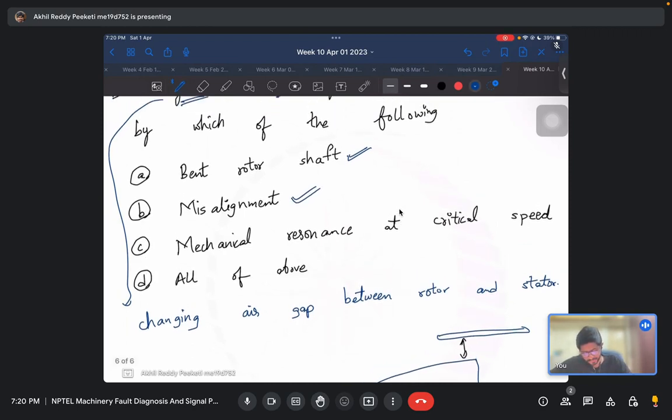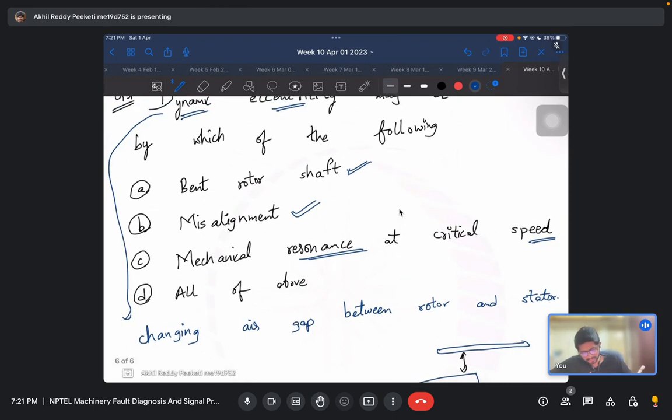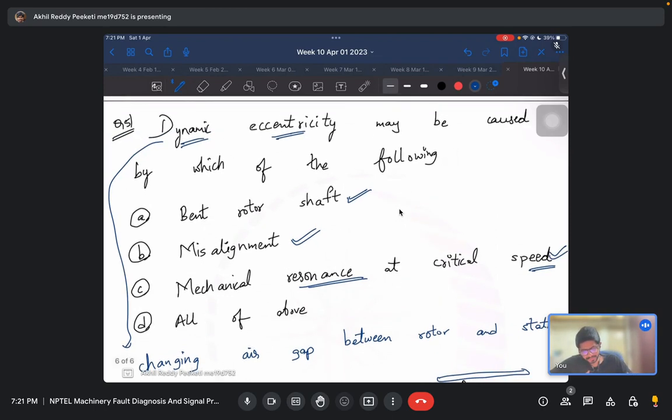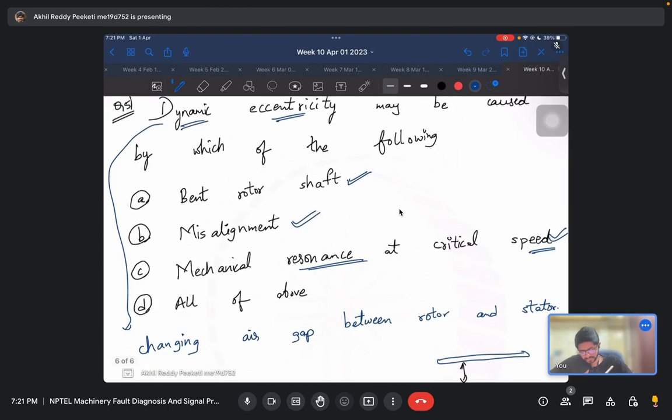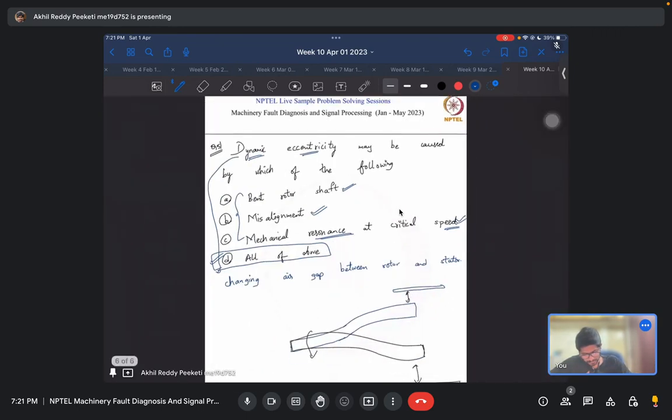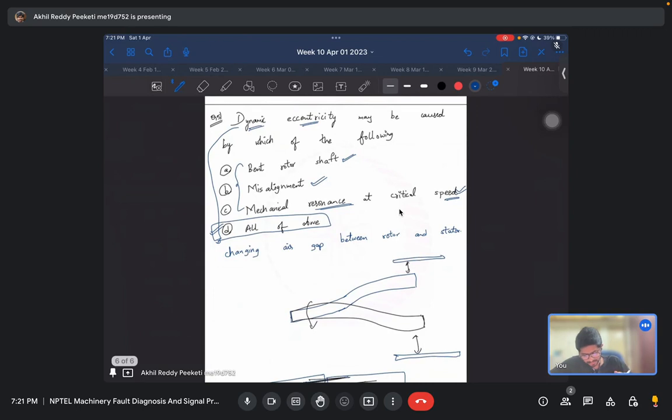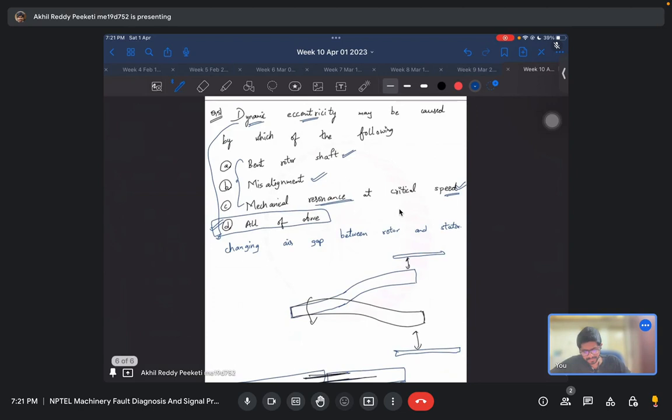Then what about mechanical resonance at critical speed? When you are under resonance, the vibration levels will be more. So it could actually lead to much higher air gaps because of the higher vibrations. So that could also lead to dynamic eccentricity. All these three will lead to dynamic eccentricity. So the answer is all of them. The dynamic eccentricity may be caused by bent rotor shaft or misalignment or mechanical resonance at critical speeds.